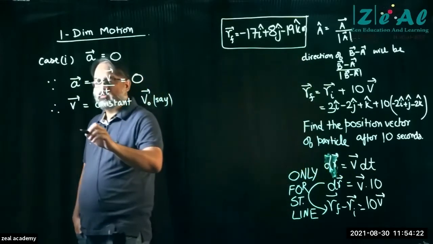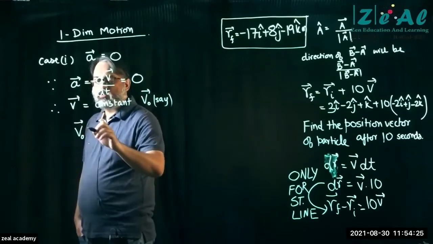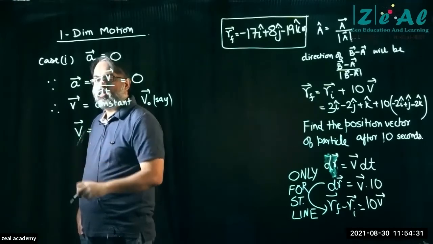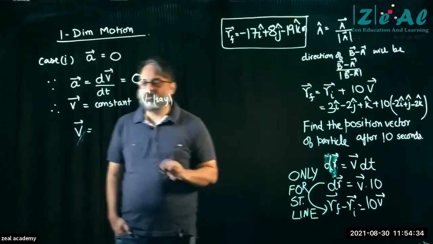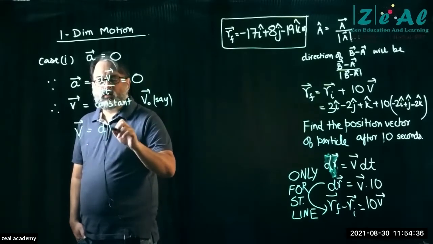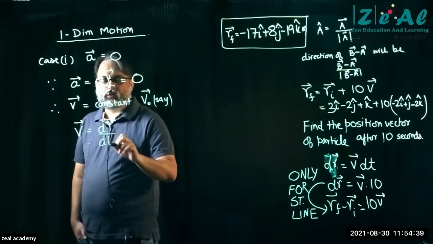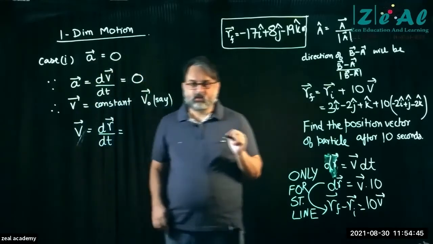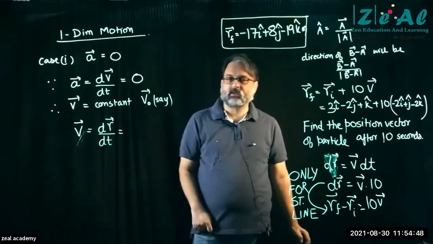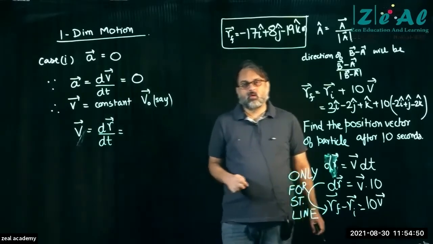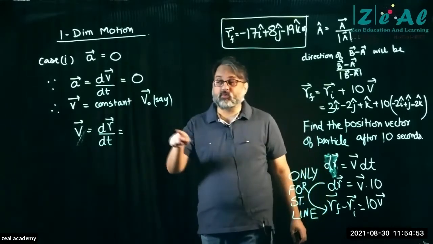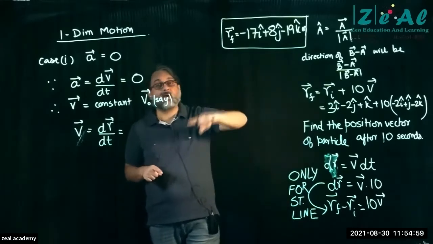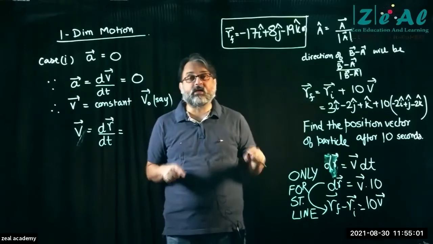What do we know about V? V is equal to dr by dt. But since we are only in one dimension, I don't need this r vector, because r vector is the position vector. The position vector is xi cap plus yj cap plus zk cap. I don't need that anymore.